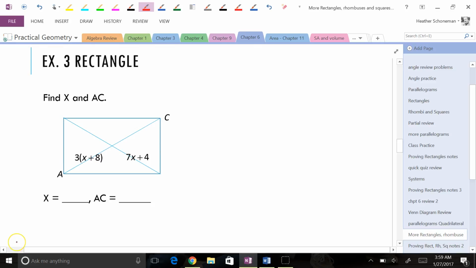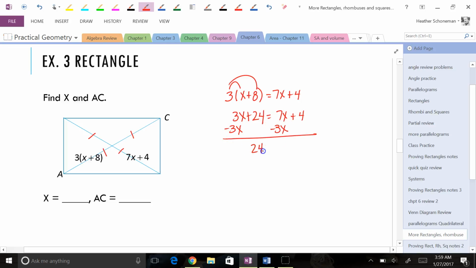A rectangle. In a rectangle, it's important that we remember that all four of these segments are equal. That only happens in a rectangle. So that means it doesn't matter which ones they give you, they're all the same. So I'm going to say 3 times x plus 8, and it's going to equal 7x plus 4. So if I distribute first, I get 3x plus 24 equals 7x plus 4. Subtract 3x from both sides. So I get 24 equals 4x plus 4. Subtract 4, and I get 20 equals 4x. Divide by 4, so x is 5.